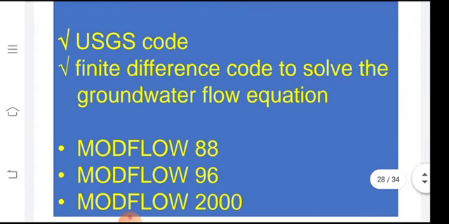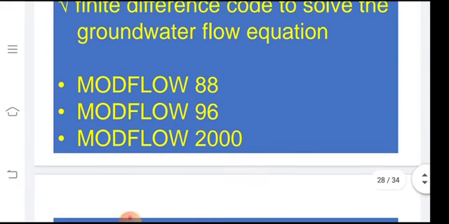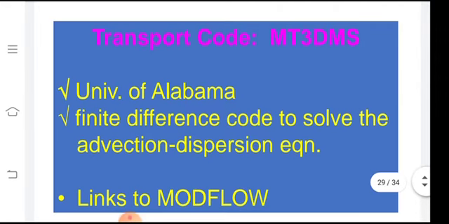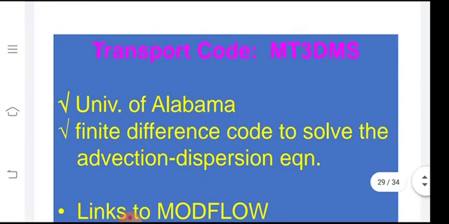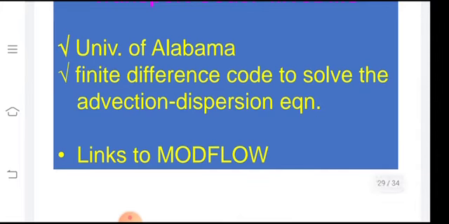Then MODFLOW is one of the models used for determining the groundwater flow, and it is used for developing different scenarios related to groundwater flow. MT3DMS is the package for solute transport, and this MT3DMS is actually linked with MODFLOW.